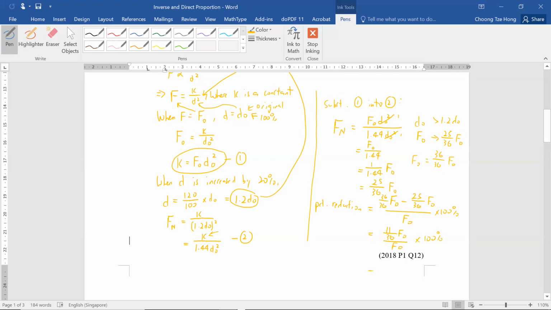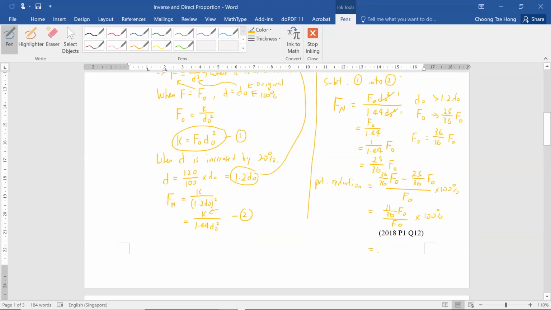Then I'll do below here, I've run out of space. You see the F naught will cancel off and leave you with 11 over 36, times 100%. That will give us the answer of 30.6%.